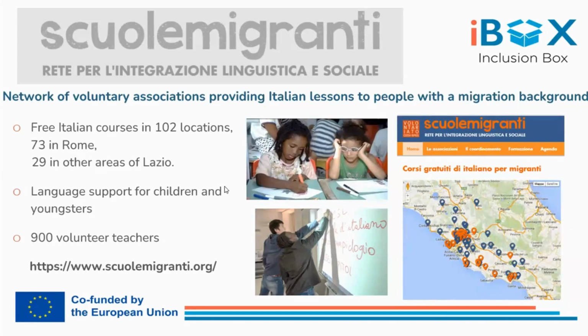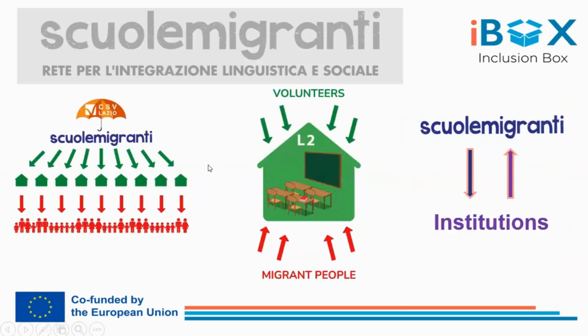As you see, many are in Rome, but Rome is very large, and now it has become an important, stable organization, and we are also in touch with other regions in Italy as an example of a network. Okay, I don't know if you have questions. Maybe now I should have a better connection. And this slide that you are showing gives the umbrella CSV and then Scuole Migranti.